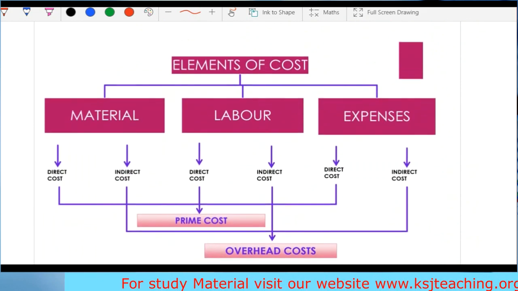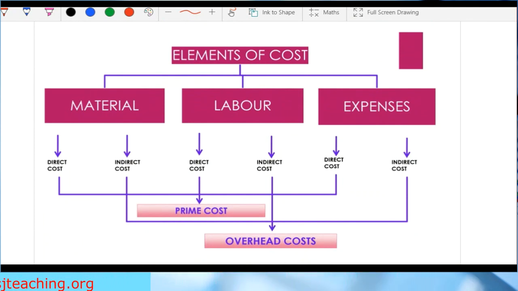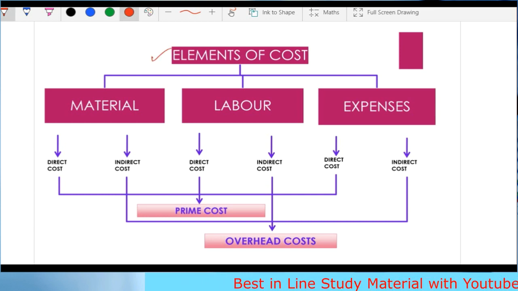Now, what we are starting in this lecture is very important. This is the real base of cost accounting. All these concepts that we are going to discuss now are going to be used in the next chapters. This is the base. Now let's start with the important topic, that is elements of cost.